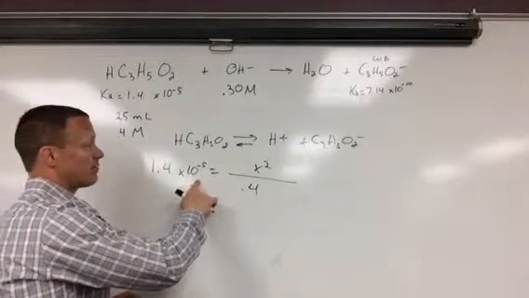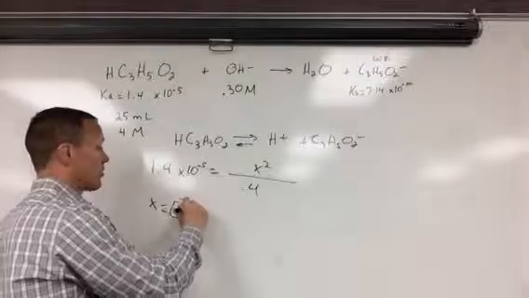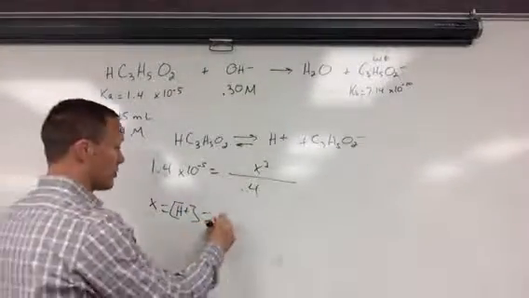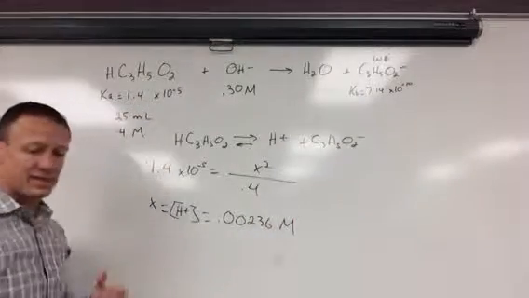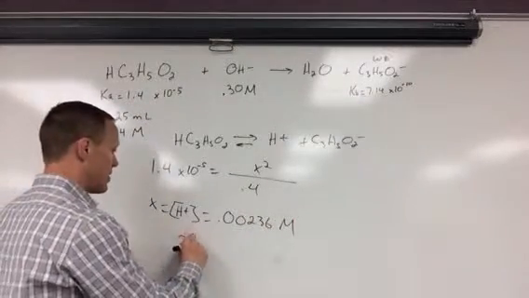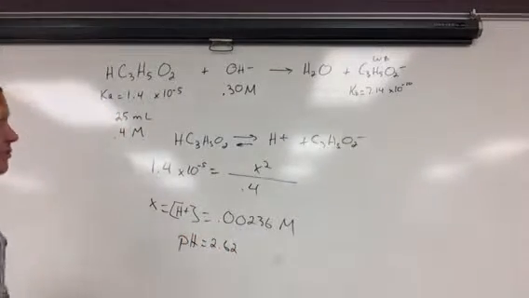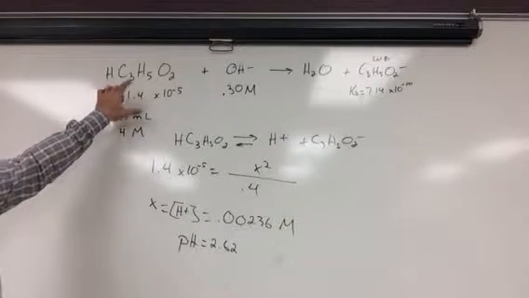Cross multiply, take the square root. Remember, in this case x is your concentration of H plus, because it is a weak acid, and it is 0.00236 molar. Take the negative log of that. pH is 2.62. So there's our starting pH. So we're starting off at a 2.62 pH. Obviously, as we react this, it's going to go up.